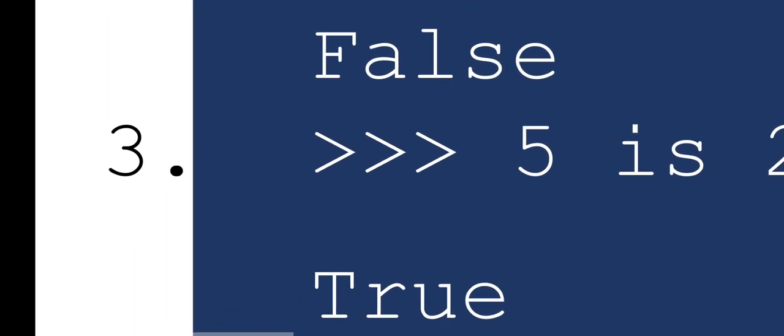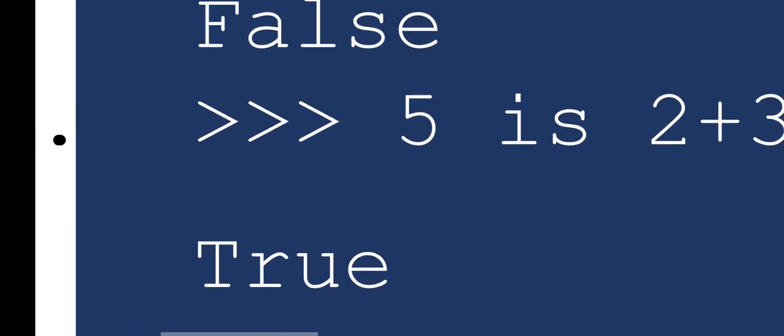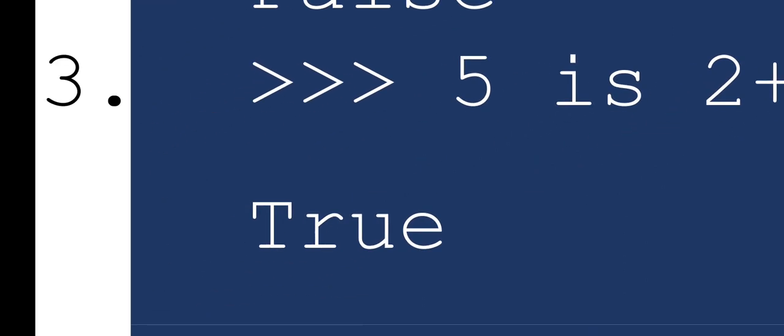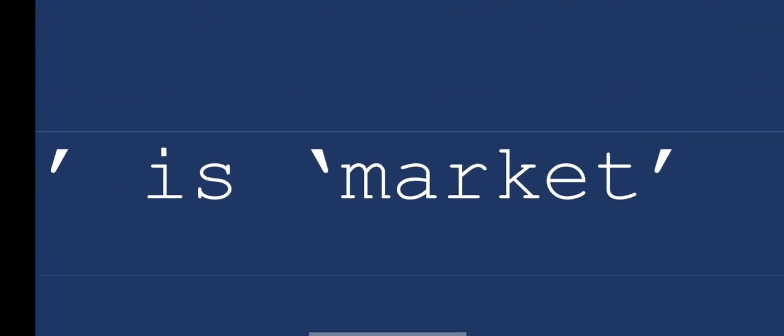Again, this is example 3: 5 is 2 plus 3, and the output is true because after evaluation of 2 plus 3, the value is 5. So it is as if you are asking the computer 5 is 5, and the output is true. And example 4: "school" is "market", and the output is false.